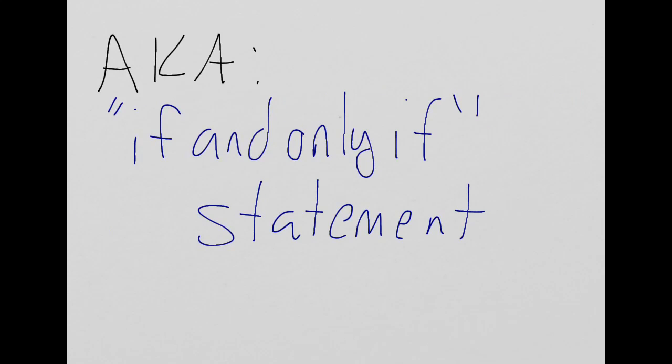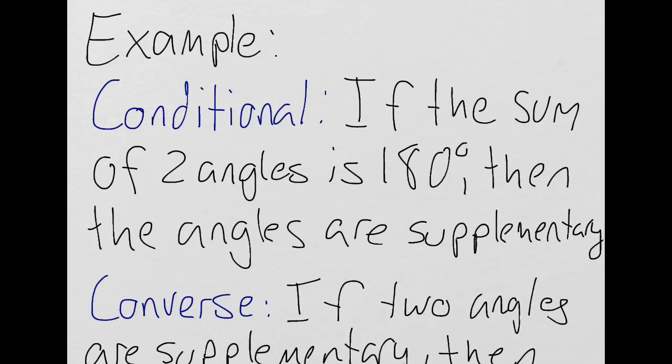Another way that we can write that, because again, mathematicians are kind of lazy, we like to find shorter ways to do that. So instead of writing if and only if, we can also write iff, if with two F's. Iff means the same thing as if and only if. So let's take a look at an example. Again, a biconditional statement is a single true statement that combines a true conditional statement and its true converse.